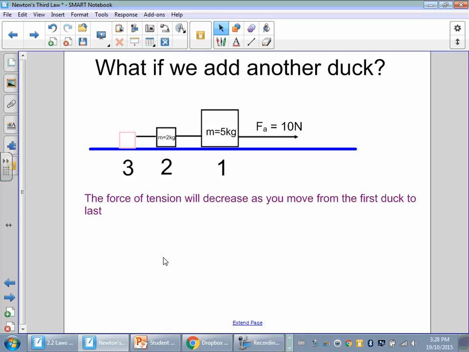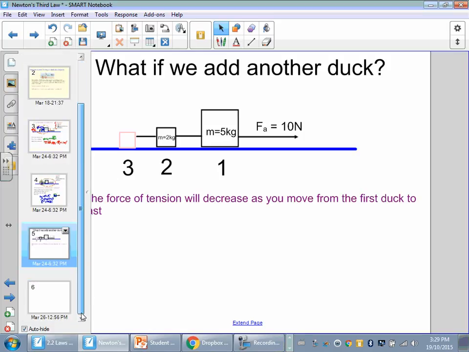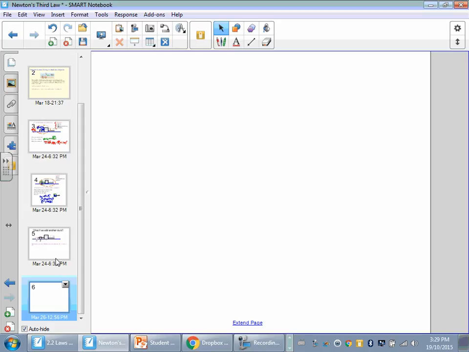Okay, so it is important also, what if we added another duct? What would be the situation then? Well, hopefully you guys can actually see that as you add in more ducts, the forces of tension will decrease as you move from the first to the last. So maybe that's something just to play in your mind to make sure that your understanding is good on that.